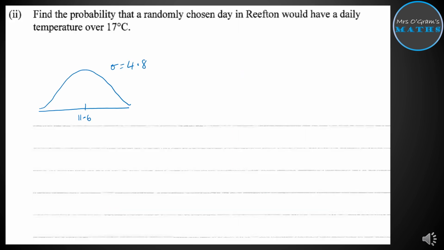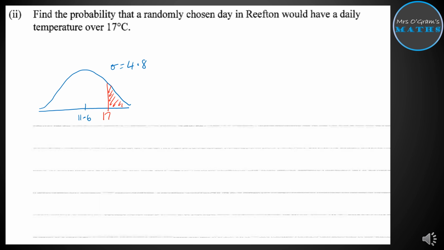Part 2 asks us to find the probability that the temperature is over 17 degrees. We're working with the same normal distribution, so we've got the mean of 11.6 and sigma is 4.8. This time we're looking for it to be over 17, so if there's our 17, we need that proportion represented above the 17. It's really important that you draw the diagrams, especially if you're using the graphics calculator. Part of the beginning of this question said that working and diagrams must be shown. There's not much working to be shown if you're using the graphics calculator, so you must do the diagram.